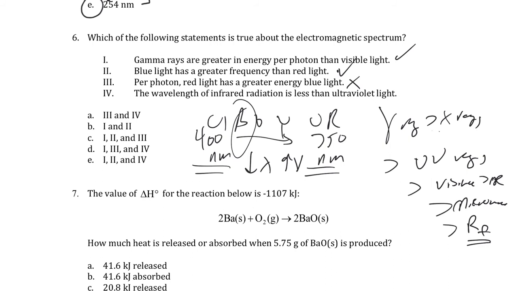No, we were just saying previously that it's the other way around. Higher energy goes with higher frequency. This is the high energy side, going towards the UV. This is going towards the IR. So red is on the lower energy side, blue is on the higher energy side of visible light. The wavelength of infrared radiation is less than ultraviolet radiation. No, the wavelength of infrared radiation is greater. The wavelength is beyond 750 nanometers, so it is greater than ultraviolet. So 1 and 2 look to be true here.